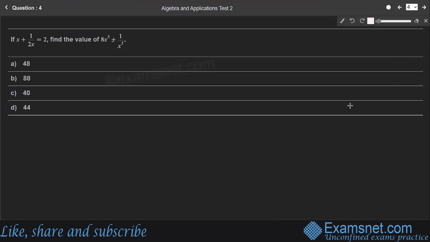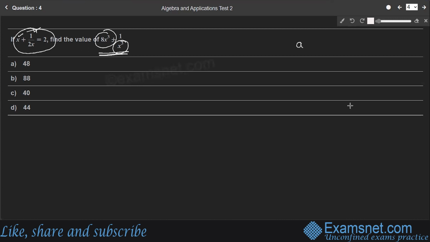Question number 4. If x plus 1 by 2x is equal to 2, then find the value of 8x cube plus 1 by x cube. Here, we need to find the value of 8x cube plus 1 by x cube, right? Given that x plus 1 by 2x is equal to 2, right? So let us cube the given expression, right? That means the given expression is in the form of a plus b is equal to some value. Here a is x, b is 1 by 2x.